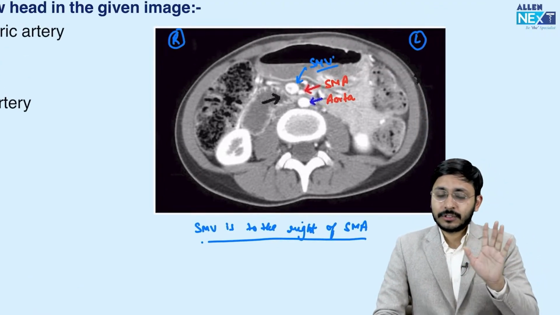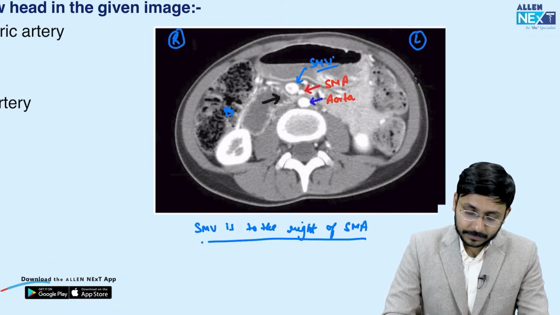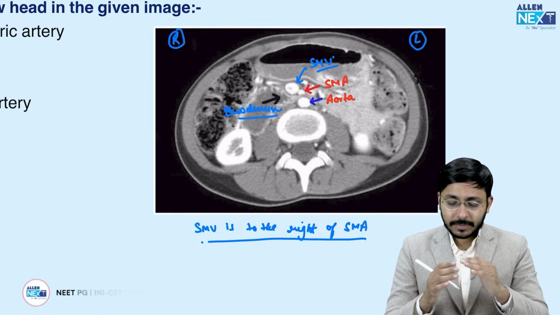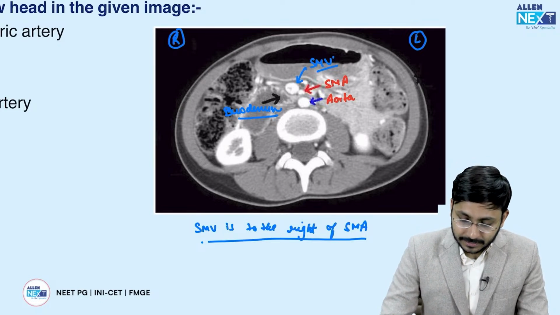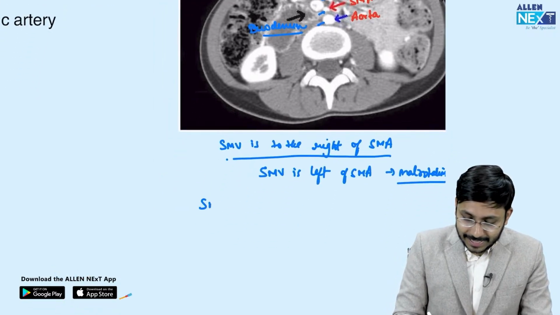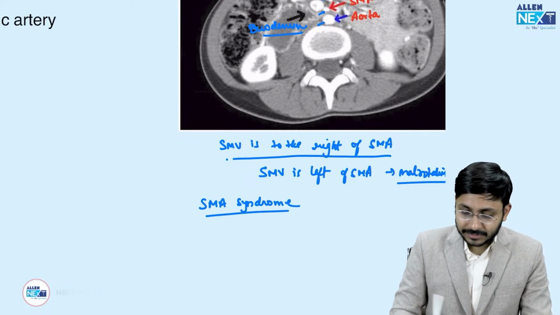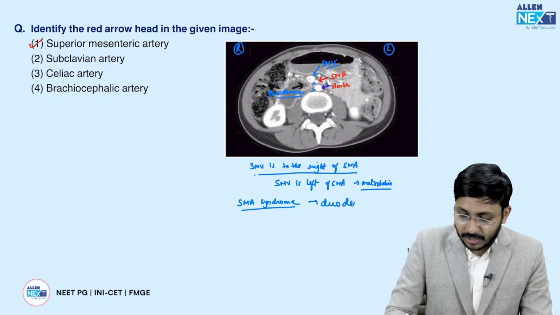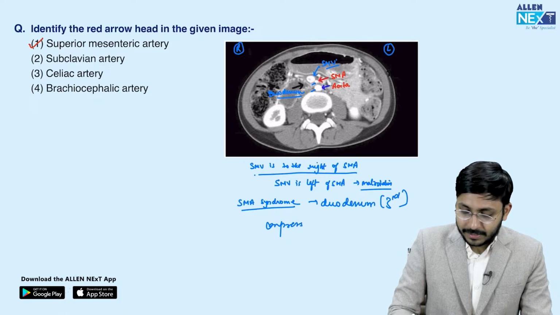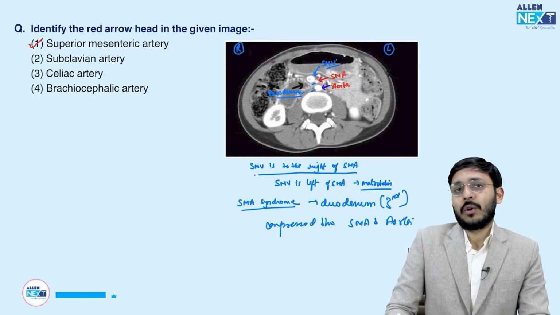Now let's complete the other structures that we are seeing in this image. The arrow is pointing towards a duodenum. We see that the duodenum is compressed between the superior mesenteric artery and the abdominal aorta. This is known as SMA syndrome. Which part of duodenum? The third part of duodenum is compressed between the SMA and the abdominal aorta.